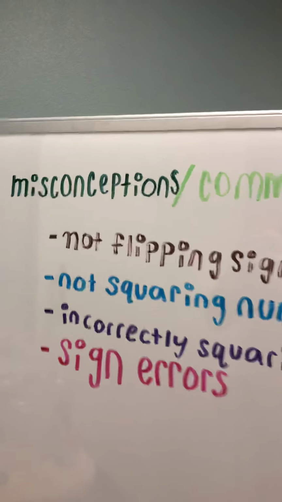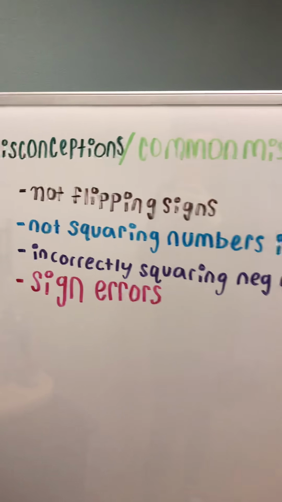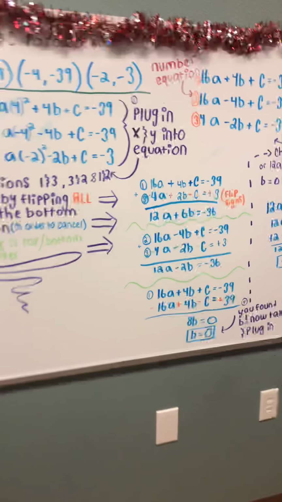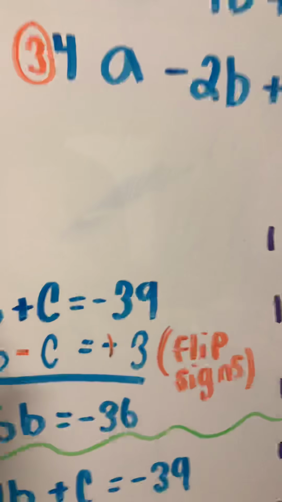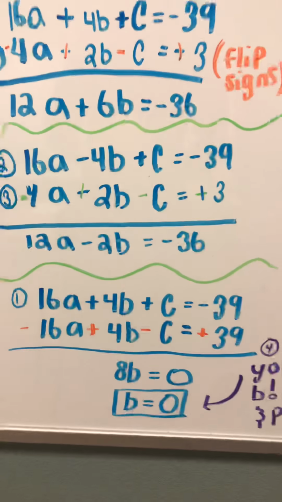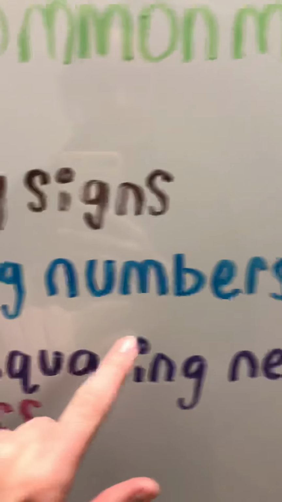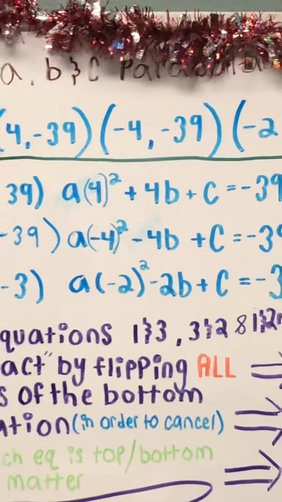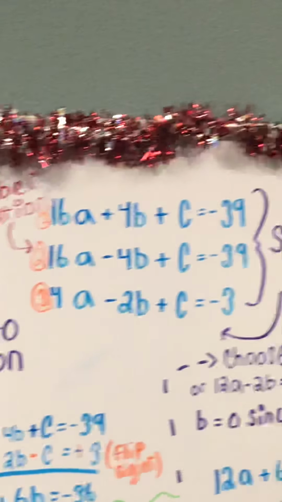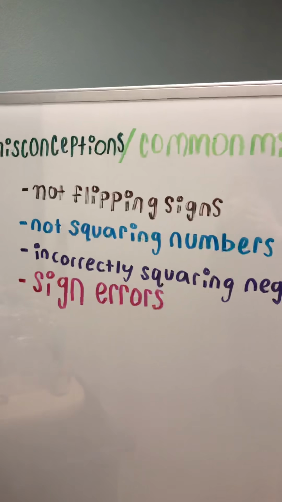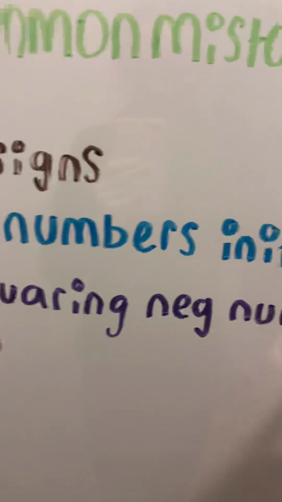Misconceptions and common mistakes are not flipping the signs. Right here in this step, this is very important so that your c's will end up canceling out, because if they don't cancel out, they will all be wrong. Not squaring the numbers initially. This is right here. You have to make sure to square these numbers so when you simplify it, they work out correctly.